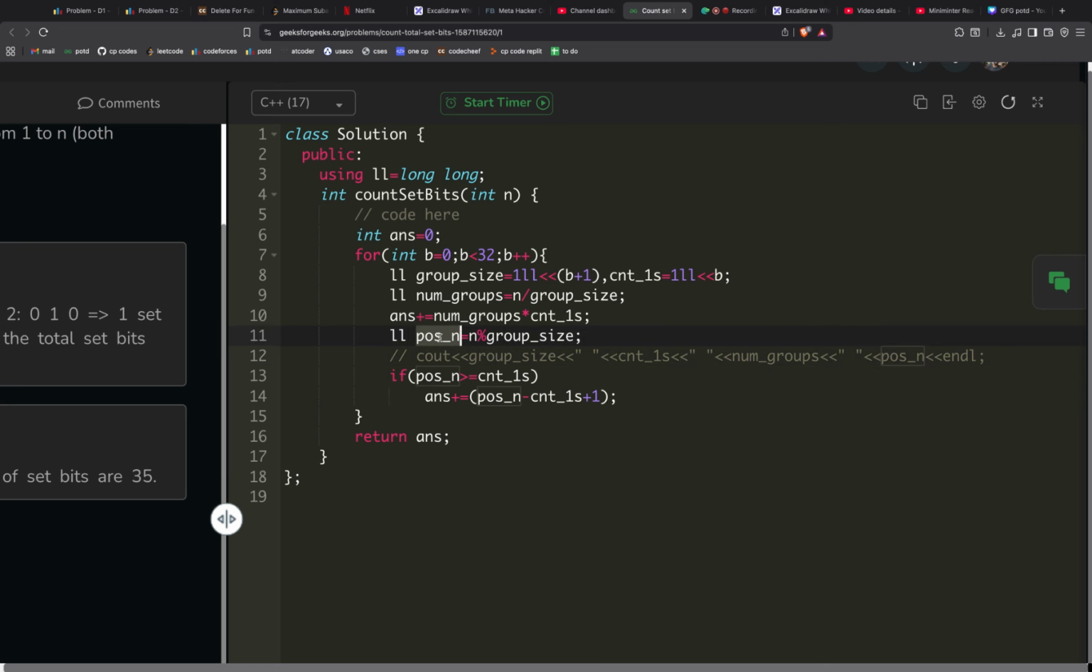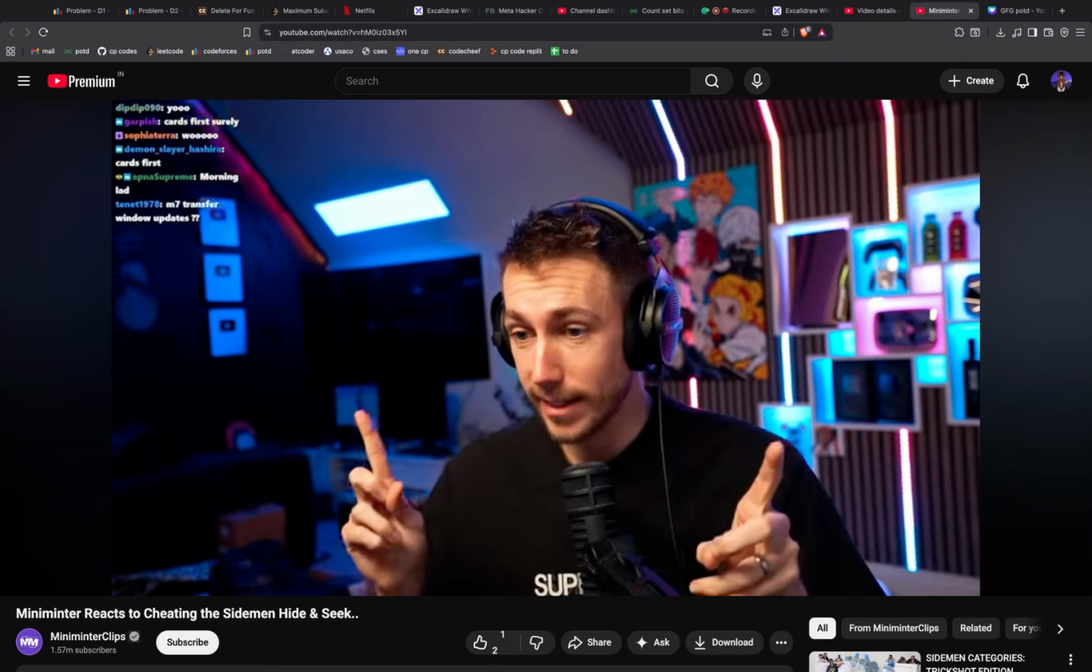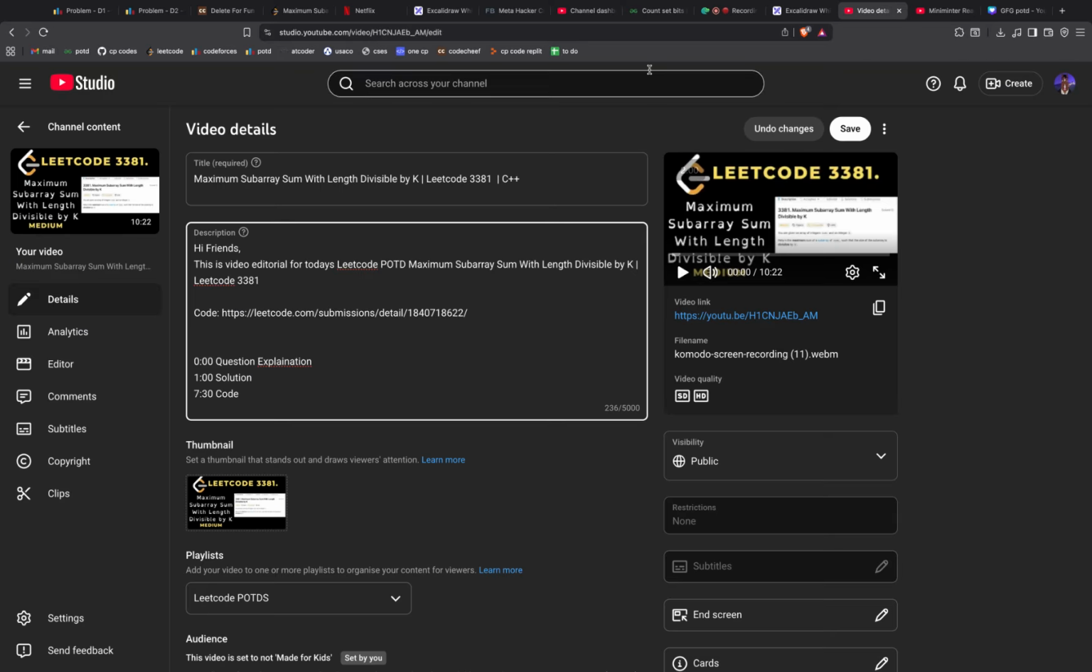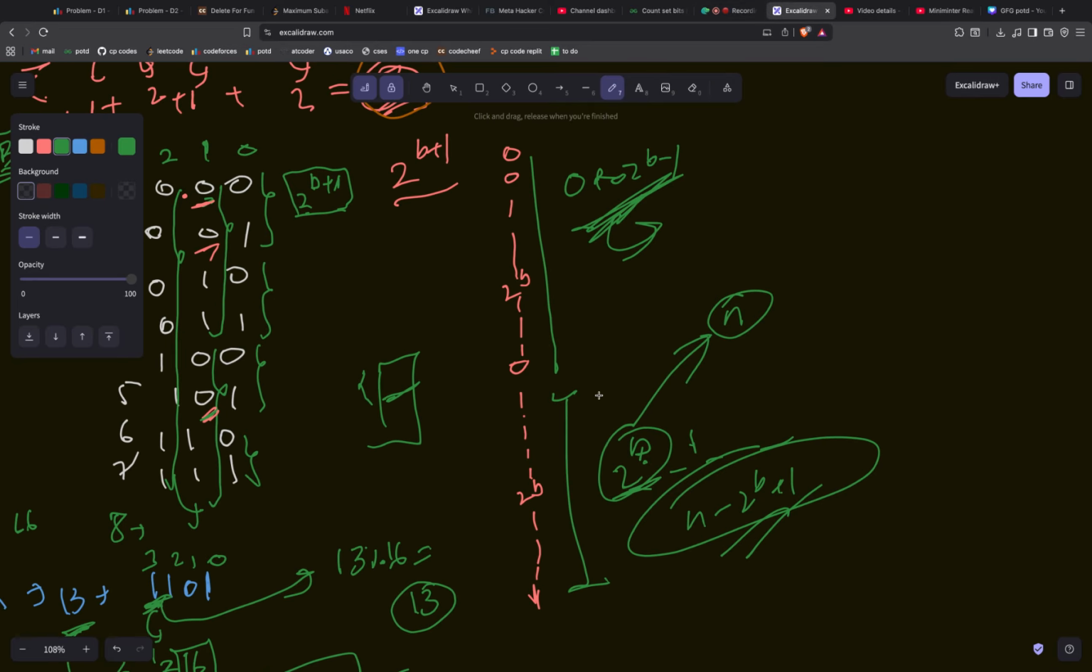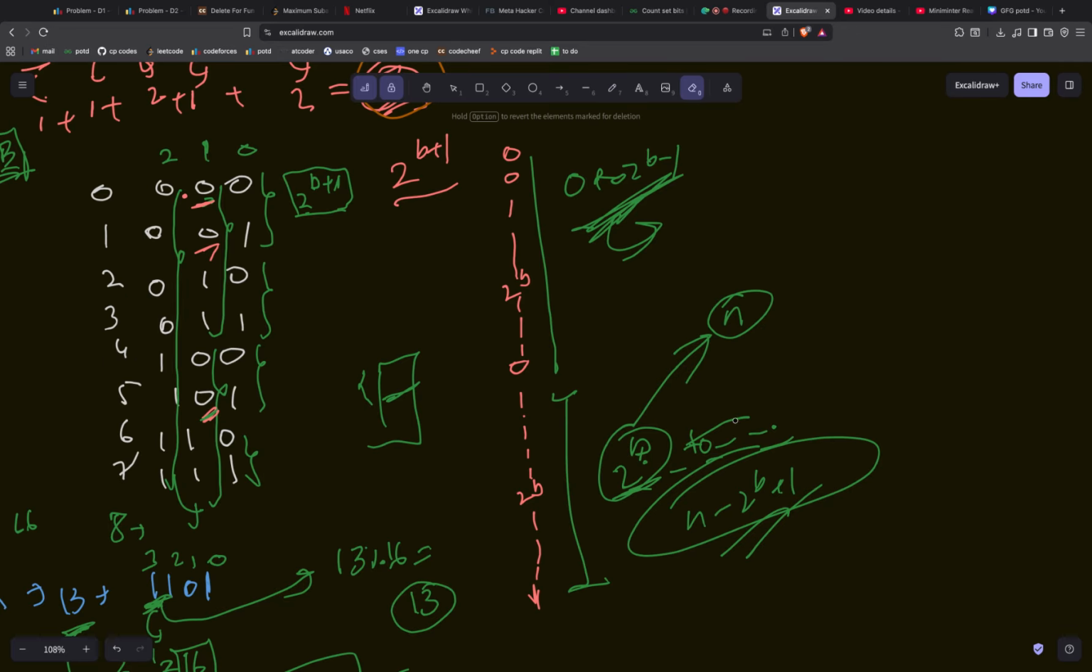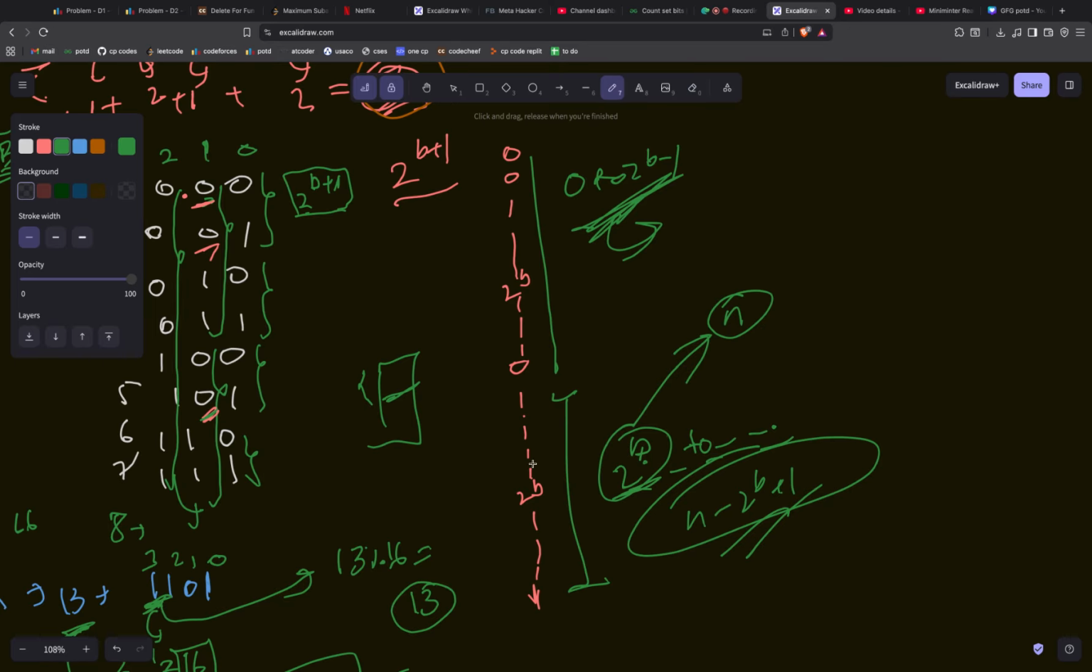Then I calculate the n position. In the current group that you are in, what is the position of n? That is n mod group size. Now if this position is greater than count ones, because we saw that if it is greater than 2^b, then only this part has some set ones. So if it is in this part, from 2^b to the group end, then it has some ones.